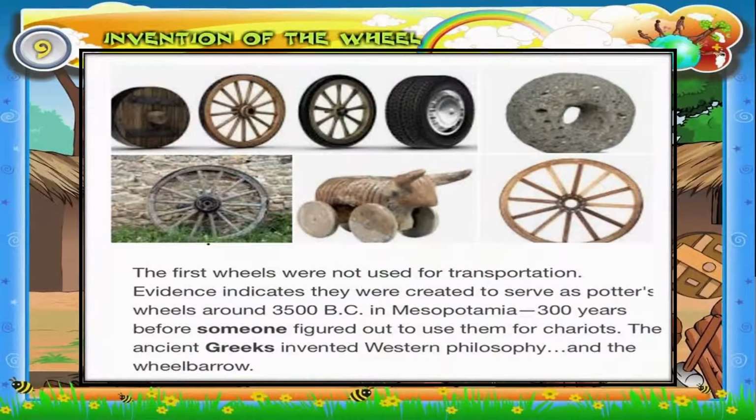Let's learn about the invention of the wheel. The first wheels were not used for transportation. Evidence indicates they were created to serve as potter's wheels around 3500 BC. In Mesopotamia, 300 years later, someone figured out how to use them for chariots. The ancient Greeks invented Western philosophy and the wheelbarrow.